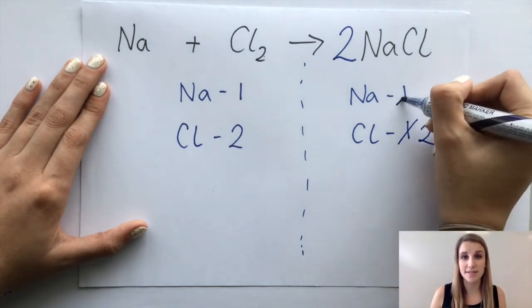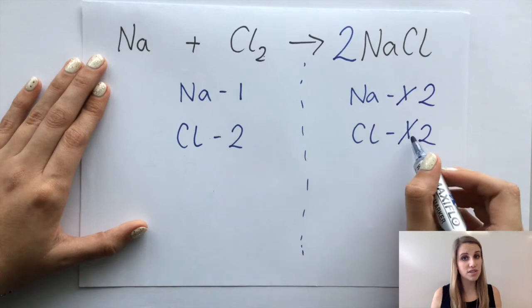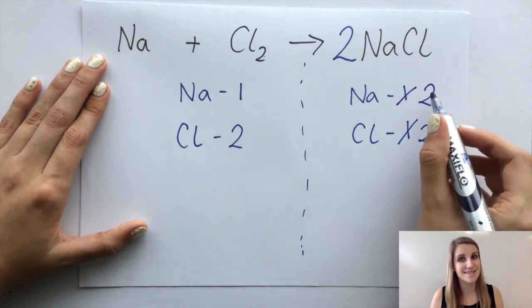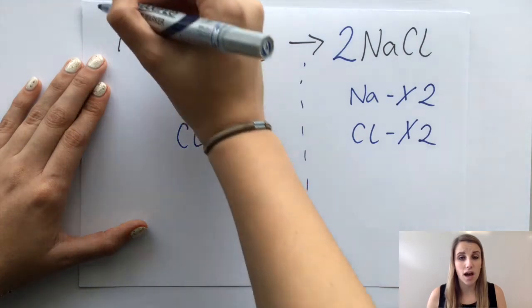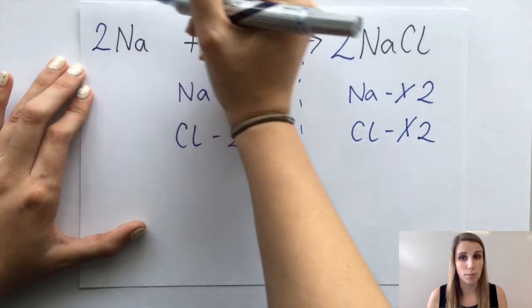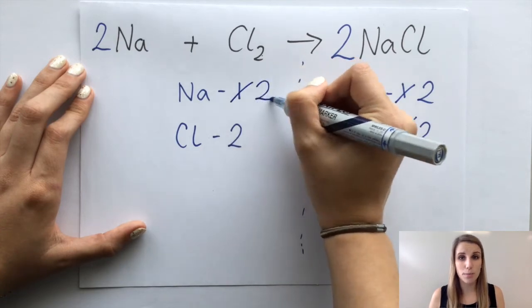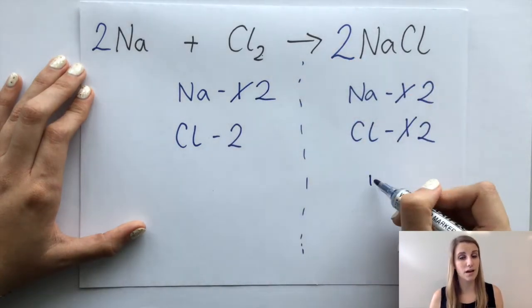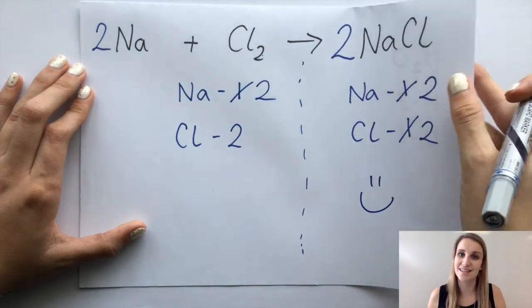And what that does is it now means that I've got two chlorines, but it also means that I've got two sodiums. So I solved one problem, but I've created another. Let's look at the other side. If I want to solve the sodium problem, I can put a big 2 in front of the sodium, and that now means I've got two sodiums. Hopefully, you can now see that this means that everything is balanced in this equation, and that's all done.